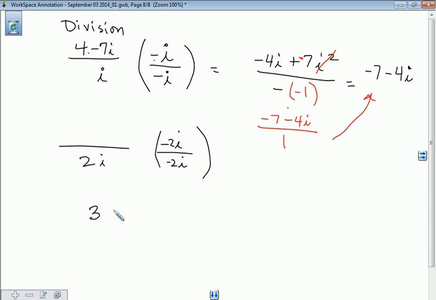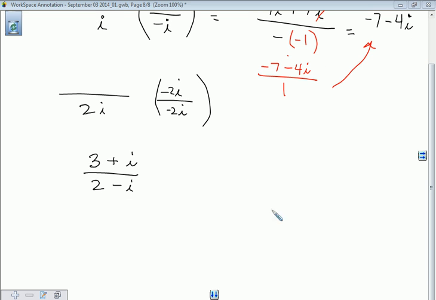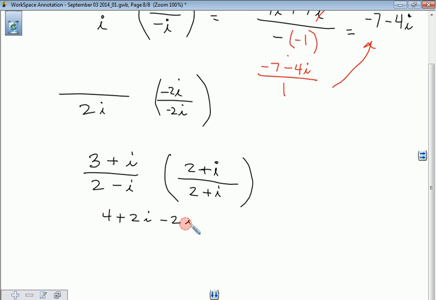Okay, let's look at a complex number divided by a complex number. Our rule is to multiply the numerator and denominator by the conjugate. What is the conjugate of 2 minus i? 2 plus i. We're going to start with the denominator so you see why we do this. When we multiply these two complex numbers, we get 4 plus 2i minus 2i minus i squared.